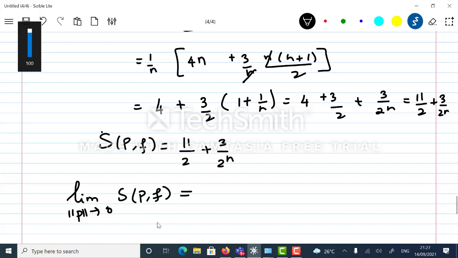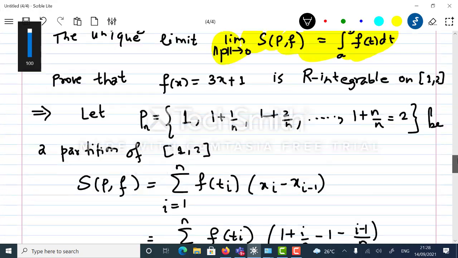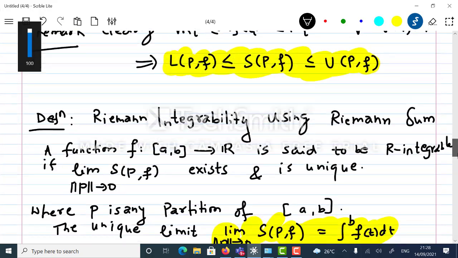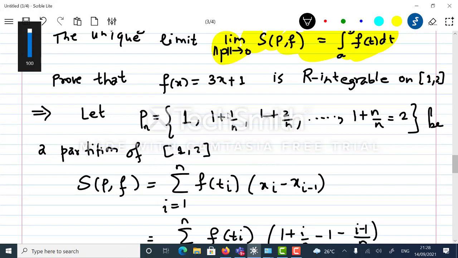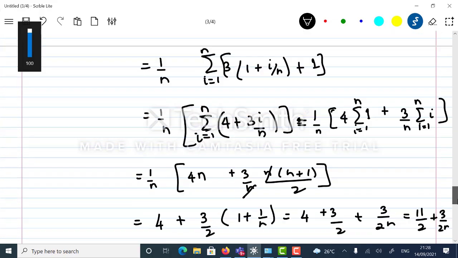Norm of P going to 0 means basically the maximum distance between any 2 points in a partition is 0. So you can see how my partition is defined. I have defined the partition in n terms. So the maximum distance is 0. So it is equivalent to saying that if I take n goes to infinity, that means the distance between the 2 points is very, very small. That will approach 0.